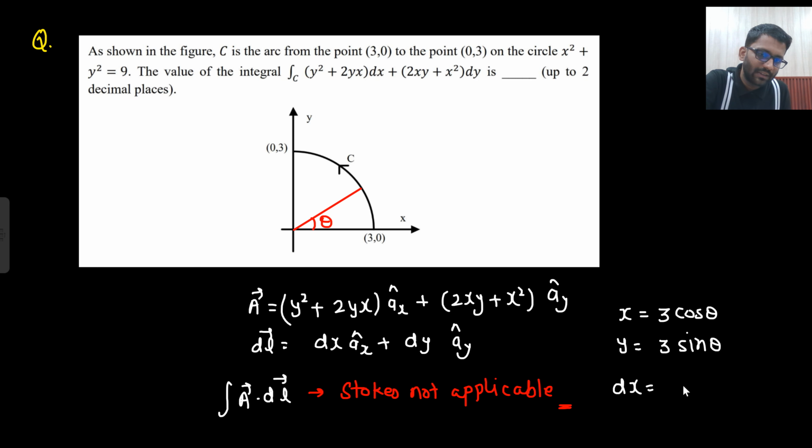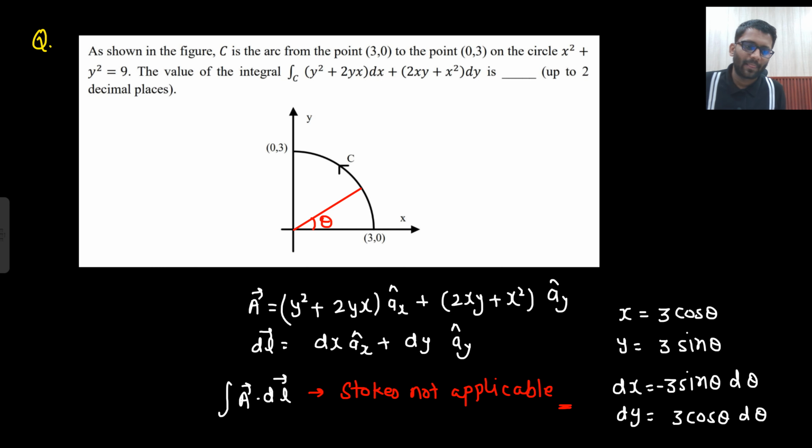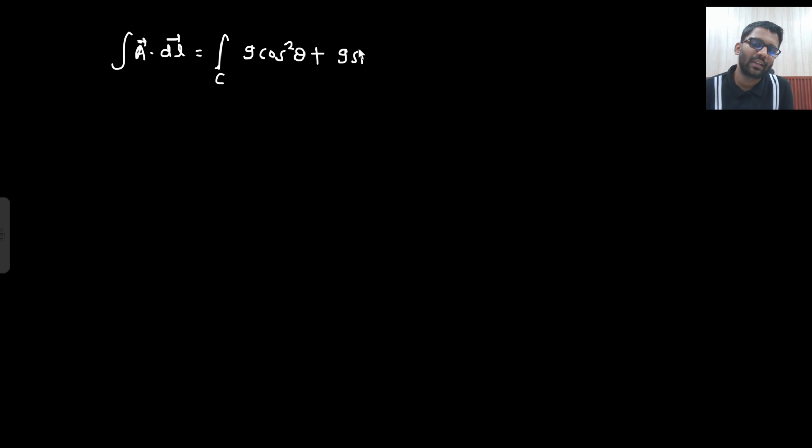What will be your dx? Dx will be minus 3 sin theta d theta. And what will be your dy? Dy will be 3 cos theta d theta. Okay. Now let's calculate A dot dl. So what you are going to get? Y square, which is 9 sin square theta, plus 2yx, which is 18 sin theta cos theta, you can say 9 sin 2 theta.